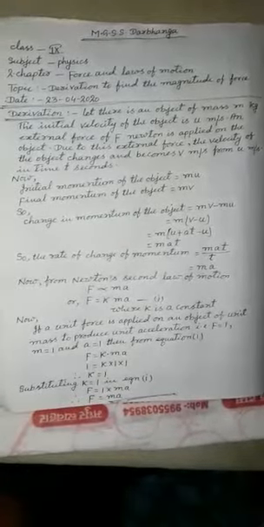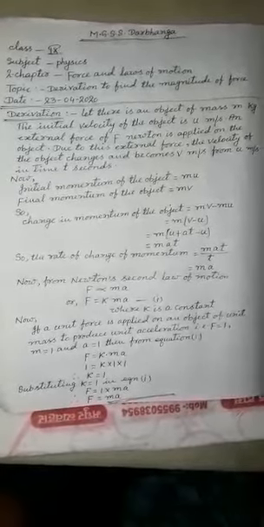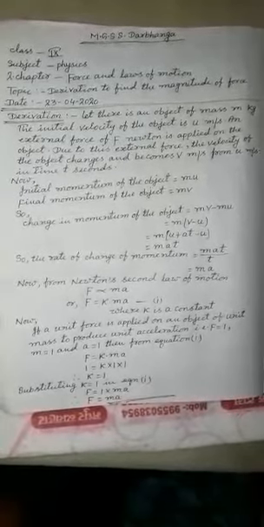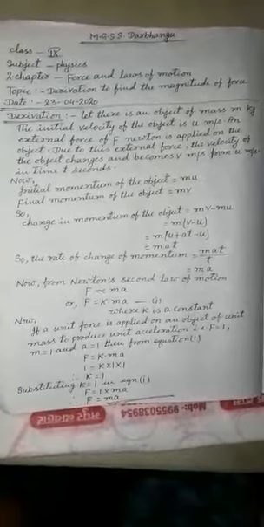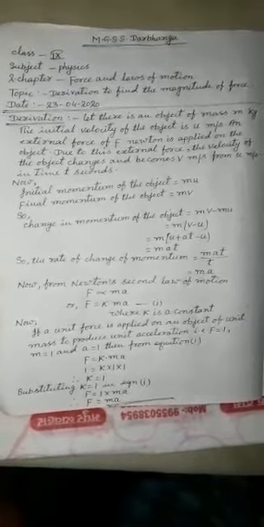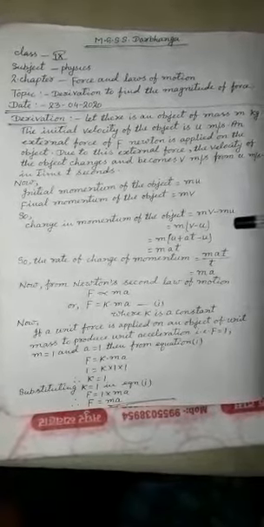Now, we have to find the change in momentum of the object. Change in momentum of the object is equal to final momentum of the object minus initial momentum of the object. So, change in momentum of the object is equal to m into v minus m into u. Now, take m common, under bracket remains v minus u.